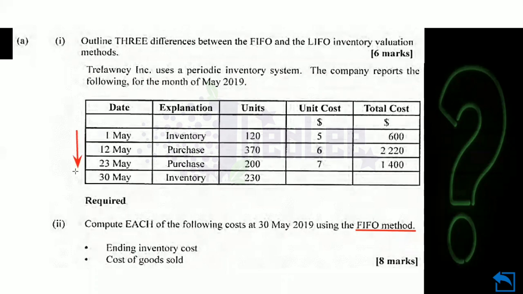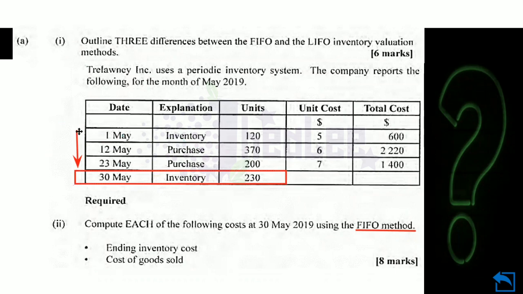In terms of the question, we're seeing that we have ending inventory at May 30th of 230 units. Now, in terms of this, we need to determine where this 230 units would be remaining. Do we have the 230 units from what we have purchased first, or would those 230 units be a part of what we have purchased last?